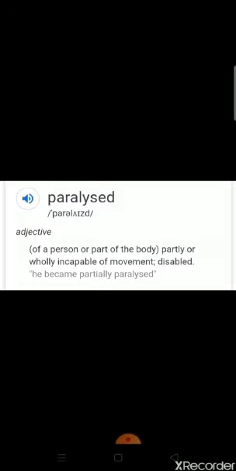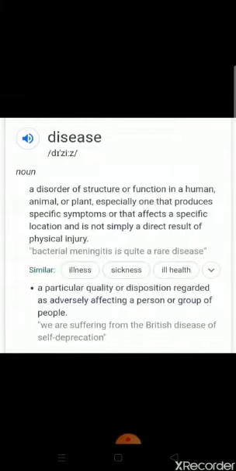Hilary is paralyzed because of an unusual disease. So we know the meaning of unusual. We explained it before. Unusual means something which is not general or common, which is not normal. So it was an unusual disease. What is disease? What is the meaning of disease?